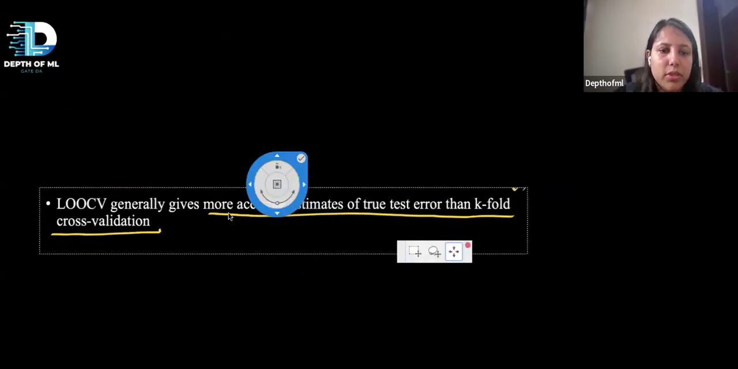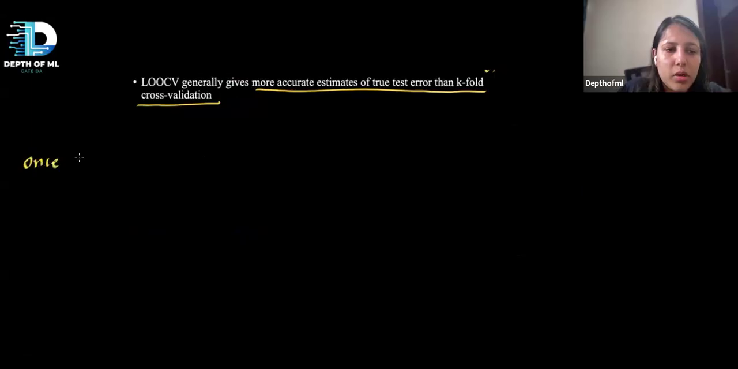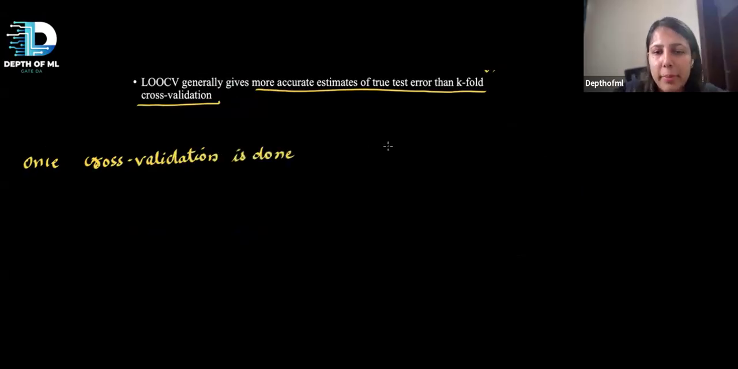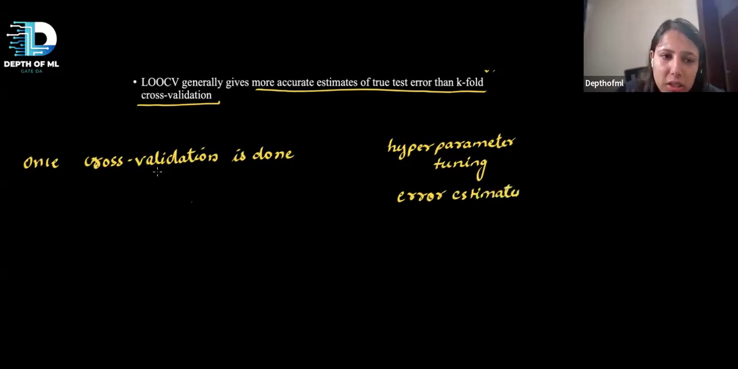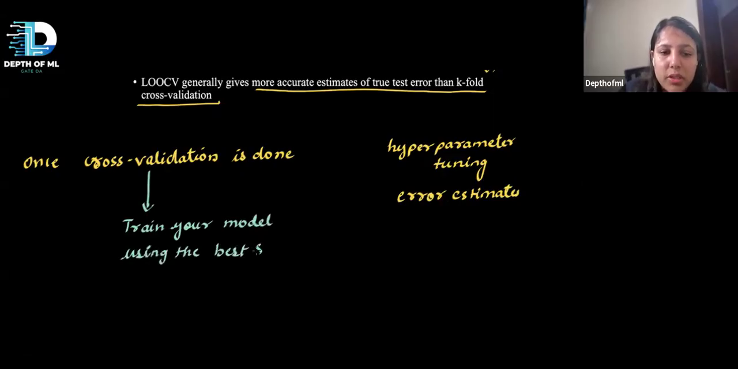Okay. So what is the meaning of this? What we do is once we do cross validation, right? So once cross validation is done, you could be doing cross validation for various reasons. One is hyperparameter tuning. One is used for error estimates. Okay. So once the cross validation is done, you actually train your model using the best setting that you have found.